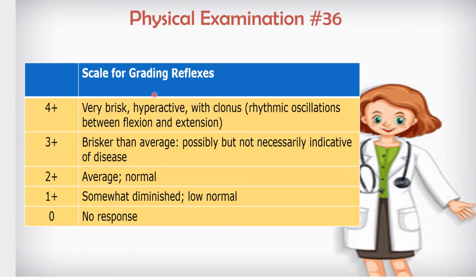Okay, so here is the scale for grading reflexes. 4 positive if very brisk, hyperactive, with clonus or rhythmic oscillations between flexion and extension. 3 positive if brisker than average but not necessarily indicative of disease. 2 positive if average or normal, and 1 positive if somewhat diminished or low normal. 0 if no response.